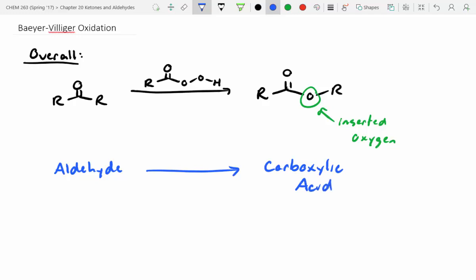Before, what we had to do was reduce our aldehyde to an alcohol and then oxidize it to a carboxylic acid using a chromium-based reagent. In this case, we can avoid chromium and just use a peroxy acid, and it works really nicely. If you go with a ketone, you're going to form an ester, but like I said, the position of the oxygen depends on those R groups. So let's take a look at the mechanism.